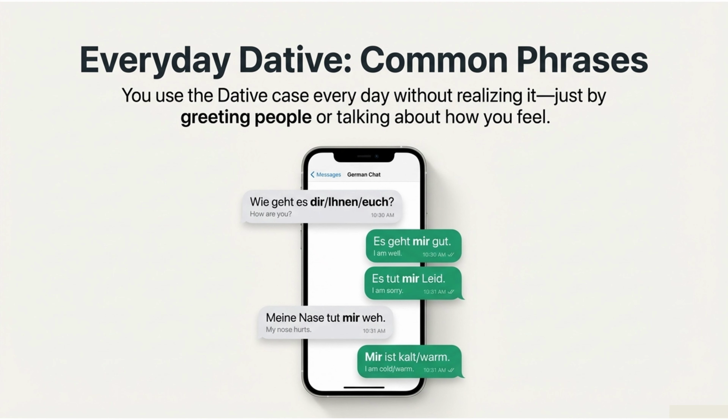You actually use the dative case every day without even noticing. Here are some very common everyday phrases. Wie geht es dir? Which means, how are you? Es geht mir gut, which means I am well. Es tut mir leid, which means I am sorry. Meine Nase tut mir weh, which means my nose hurts. Mir ist kalt, which means I am cold. These phrases are used all the time in real conversations. Practicing them will help you sound natural in German.